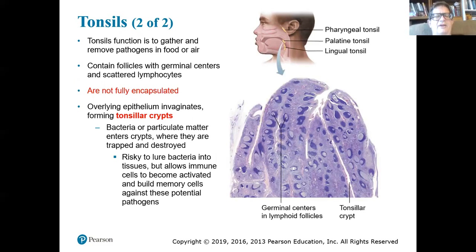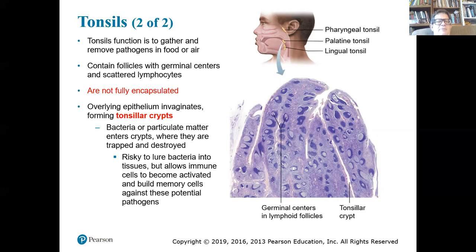All right, so when you look at a tonsil, its job is to gather or remove pathogens from food and air. It samples the stuff that's going by. It's got a bunch of follicles with germinal centers inside. Again, this is lymphatic tissue. It sounds a lot like a lymph node so far. Scattered lymphocytes, again, like a lymph node, but not as many lymphocytes, and not fully encapsulated. It doesn't have a full capsule like a lymph node would.